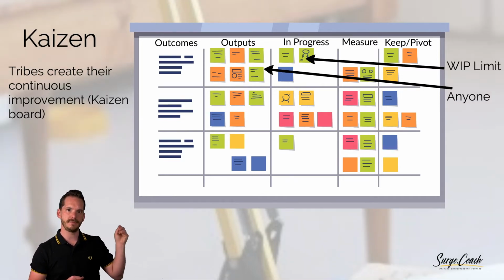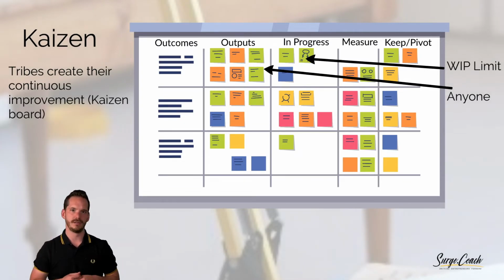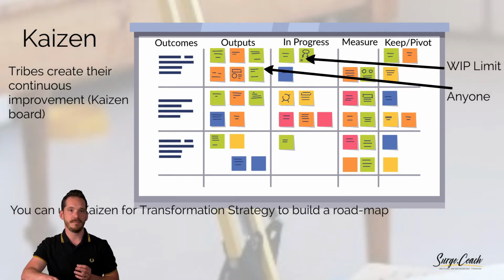At the end, don't forget to measure. Did this increase customer value? Did it get you closer to your objective? If it didn't, trash it. Unwind the changes. If it did, keep it and maintain it. You can use the Kaizen for transformational strategy. We're going to use that as well during the next lesson. And it's how I like to do things.